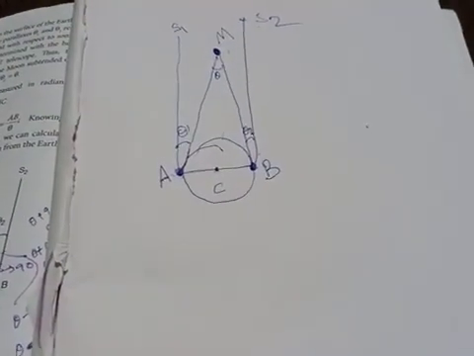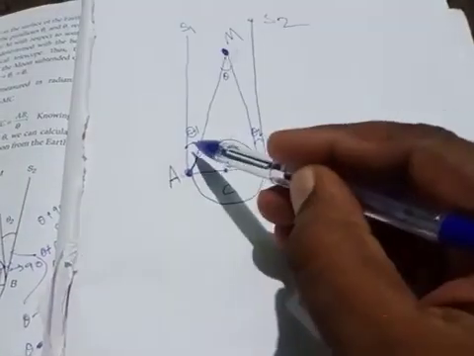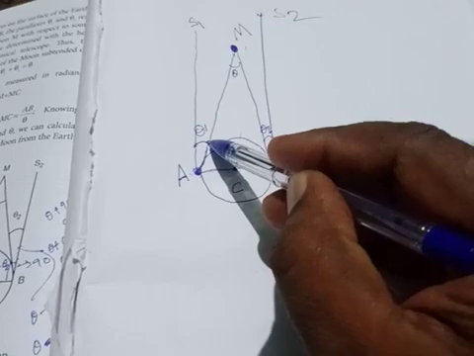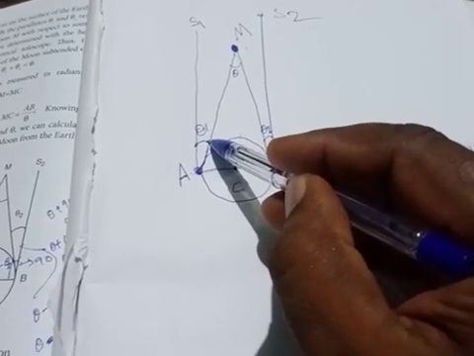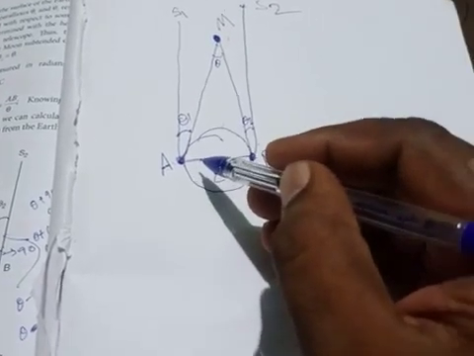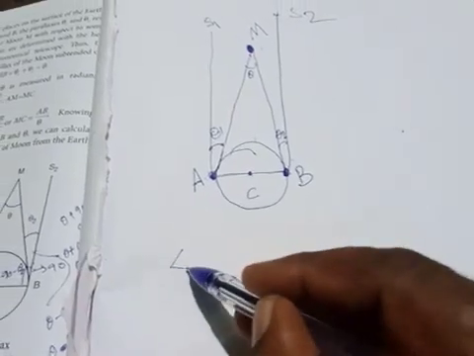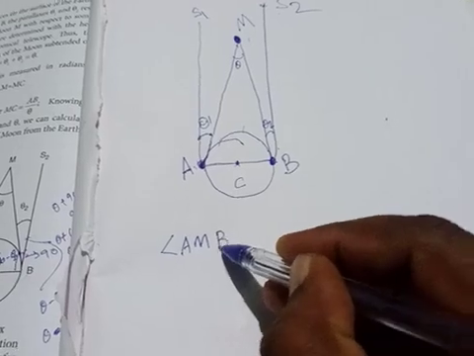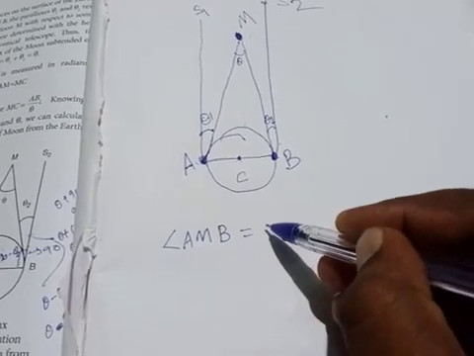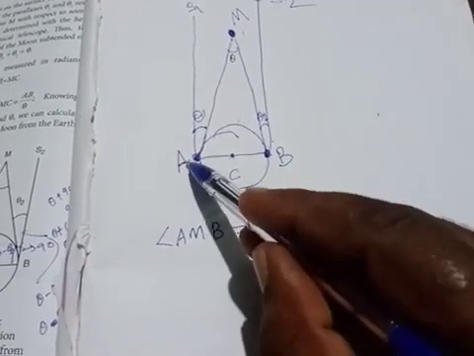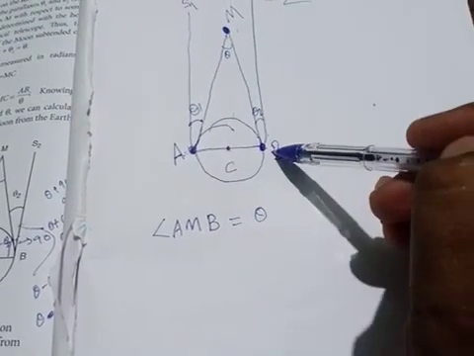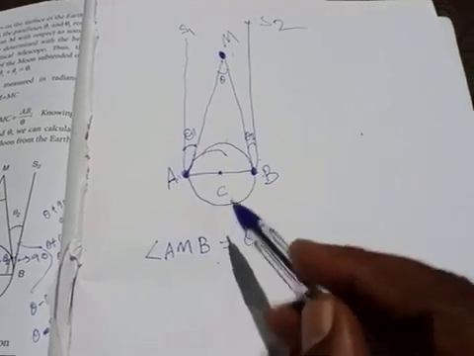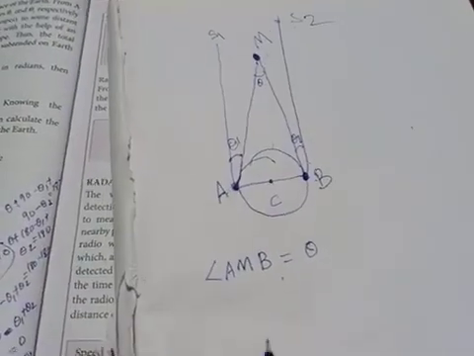That is what the parallax, and here the parallax angle is measured. Theta 1 and theta 2 is measured. Now angle AMP is equal to theta. AMB is equal to what? Theta. Now how we can find out this theta?